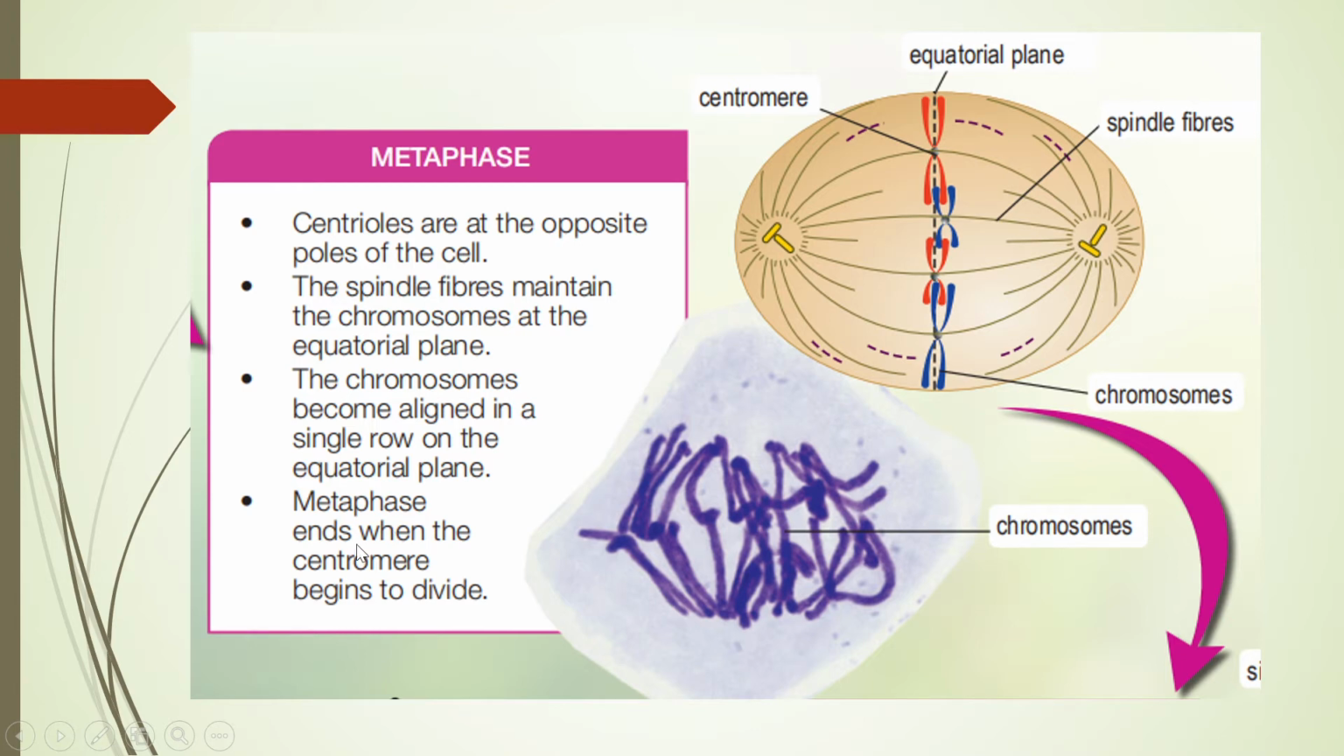So metaphase ends when the centromere begins to divide. So now 1, 2, 3, 4. The centromere is still not dividing yet. You can still count 4 centromeres over here, and metaphase will end when this centromere starts to divide. Okay, under the microscope, you can see pictures like this. This is a schematic diagram.